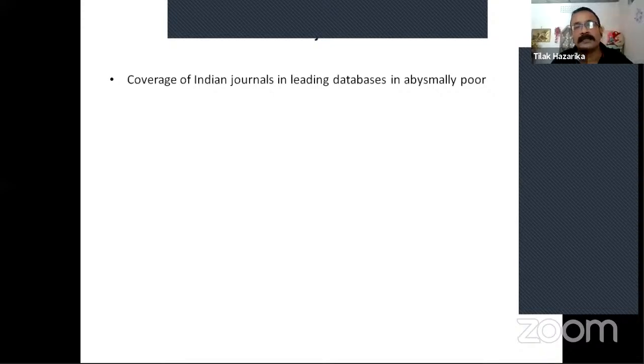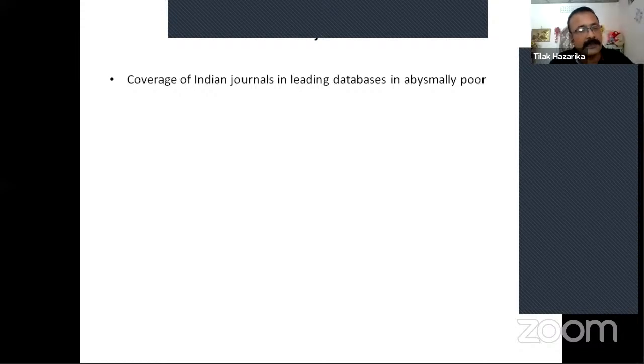Coverage of Indian journals, particularly those published in relevant subjects from India, is abysmally low in the international databases I am referring to. There are two most internationally acclaimed database aggregators. One is Scopus, which we are all well familiar with, I think, and another is the Web of Science. These two are the most widely used and most comprehensive databases of the world literature, particularly the micro literature.